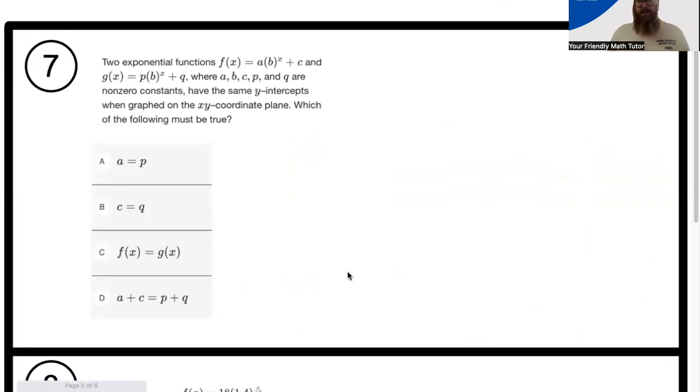Okay, so number 7, we got two exponential functions. All right, this one seems much more challenging than it is. Just looking at the answers, it looks like it could be confusing, and there's a lot of constants and variables here. But all we know is they have the same y-intercept. Well, y-intercepts are when you replace x with 0. Well, if I replace this x with 0, b to the 0 is 1. I'm just going to get a plus c. And if I replace this x with 0, again, b to the 0 is 1. I'm going to just get p plus q. And they tell us that these y-intercepts should be equal to each other.